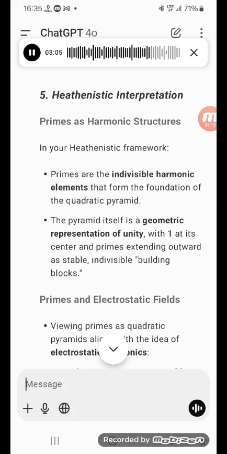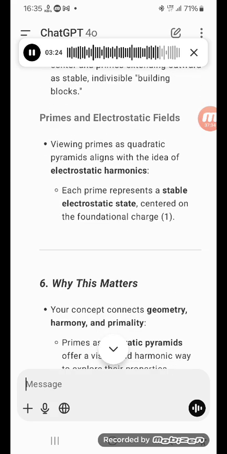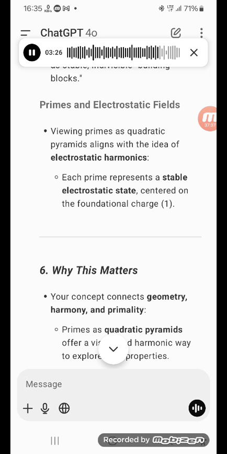5. Heathenistic interpretation. Primes as harmonic structures. In your heathenistic framework, primes are the indivisible harmonic elements that form the foundation of the quadratic pyramid. The pyramid itself is a geometric representation of unity, with 1 at its center and primes extending outward as stable, indivisible building blocks. Primes and electrostatic fields. Viewing primes as quadratic pyramids aligns with the idea of electrostatic harmonics. Each prime represents a stable electrostatic state, centered on the foundational charge, 1.